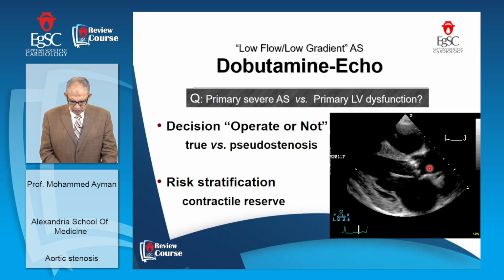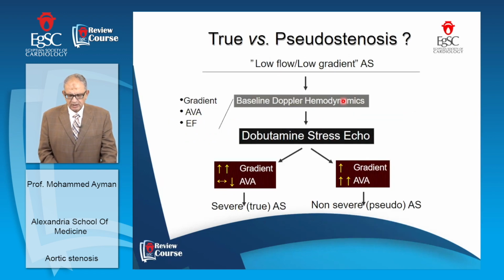To do this, we should go for Dobutamine stress echo. We are going to put the patient on a low dose Dobutamine protocol. We are going to stress the myocardium, looking for a contractile reserve. And a positive contractile reserve means that the cardiac output and the stroke volume are going to increase by 20% or more. So whenever we put a patient on a Dobutamine infusion at a low dose, we expect an improvement in the contractility, and the cardiac output and the stroke volume are going to increase.